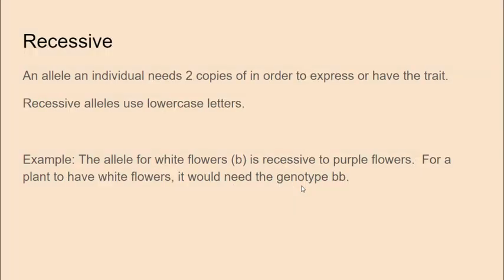But recessive are the lowercase ones, so an allele that an individual needs 2 copies of in order to express or have the trait. Again, it uses lowercase letters. The allele for white flowers, lowercase b, is recessive to purple flowers. For a plant to have white flowers, it would need the genotype lowercase b lowercase b. Again, you're not going to get white flowers on these type of plants unless you have 2 lowercase b's, or the same recessive allele.